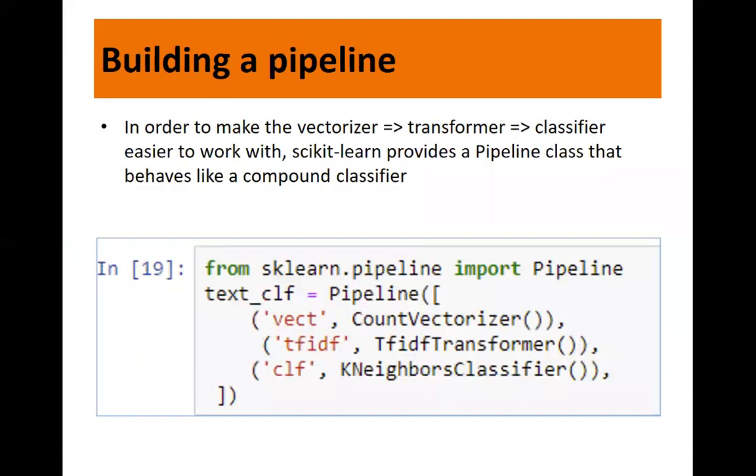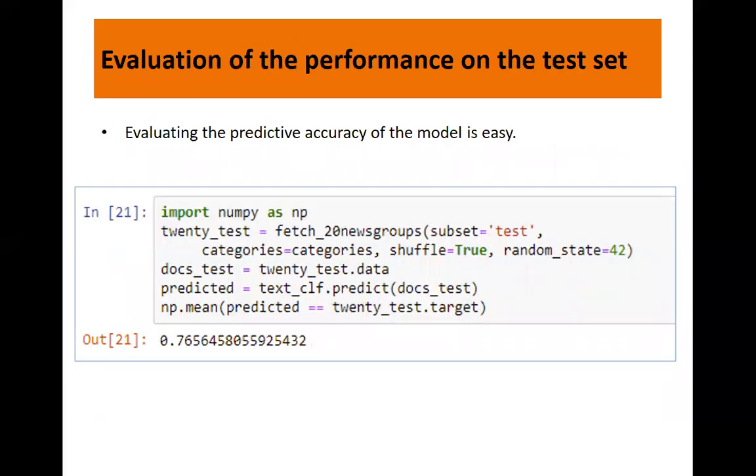In case of scikit-learn, it allows something called pipelining, building a pipeline. In order to make the vectorizer, transformer, and classifier easier to work with, scikit-learn provides a pipeline class that behaves like a compound classifier. Once this is ready, this is the object which will do all these things automatically once we use it. You need to define the pipeline only once. So many steps are combined into one.